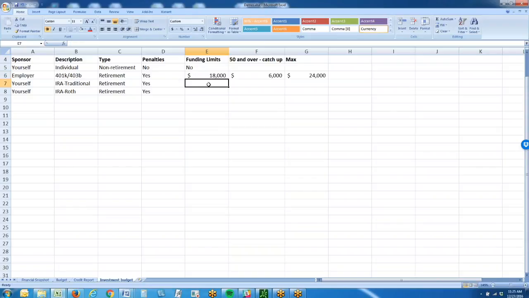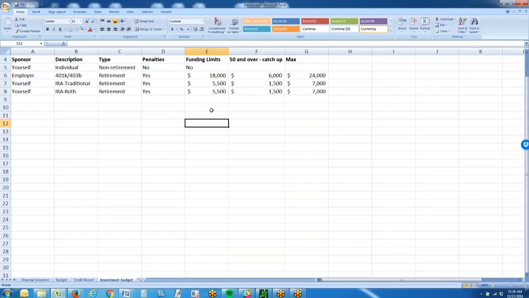As far as the IRA, the maximum amount for 2016 is $5,500, and the catch-up amount is $1,500, and so the maximum that you can contribute to a traditional IRA is $7,000. And this is actually the same thing for a Roth IRA.